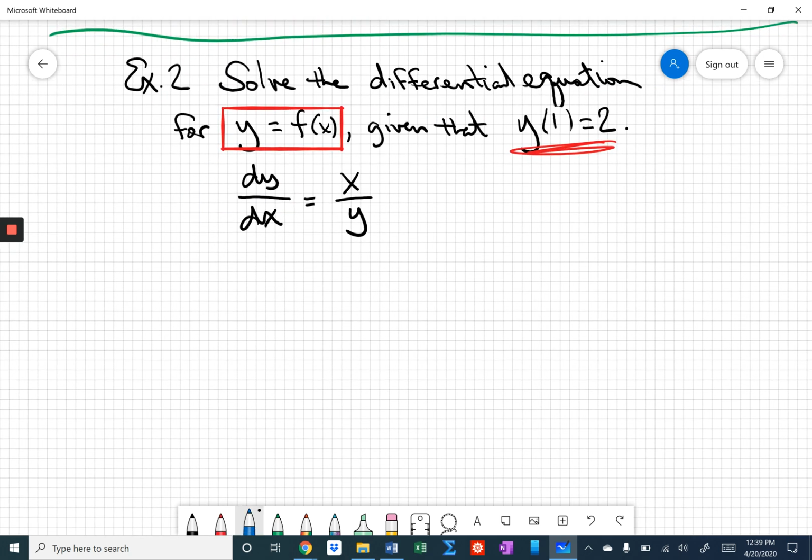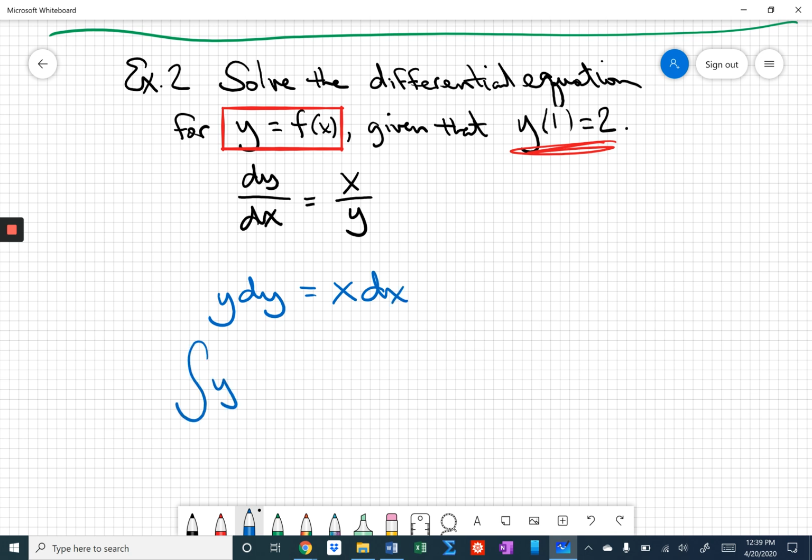All right, here I go. So I'm going to separate the variables. We're going to multiply both sides by y, multiply both sides by dx, if you will. So we'll get y dy is equal to x dx. And then I'm going to integrate both sides.